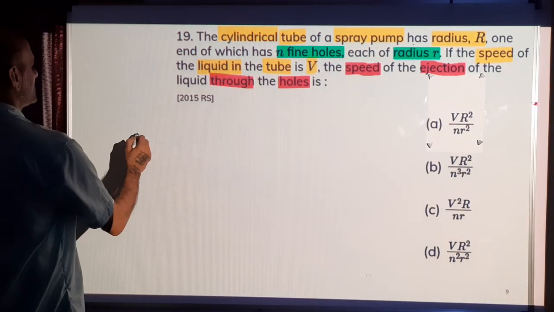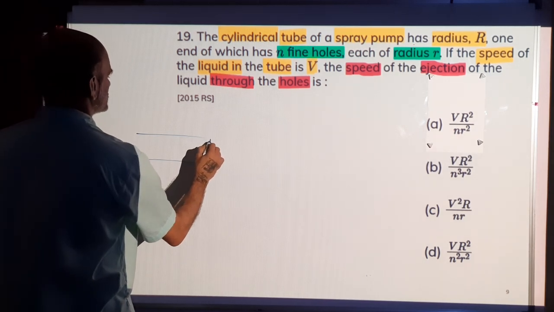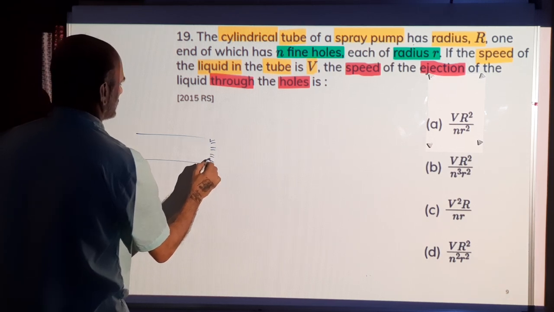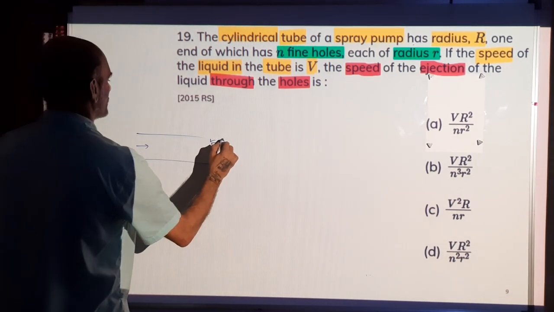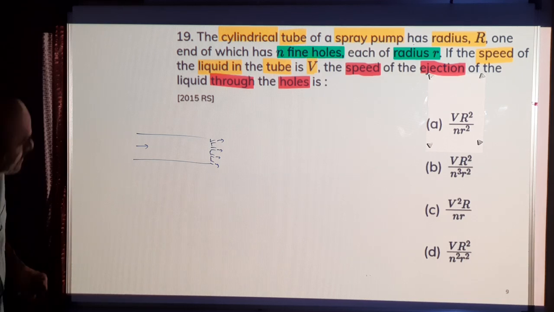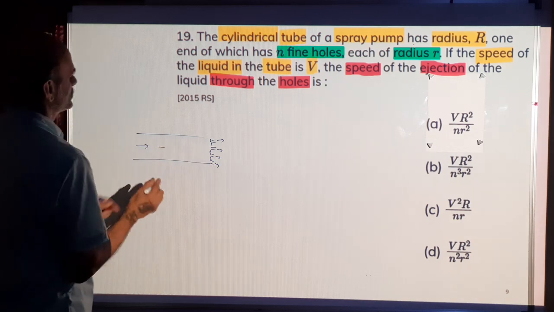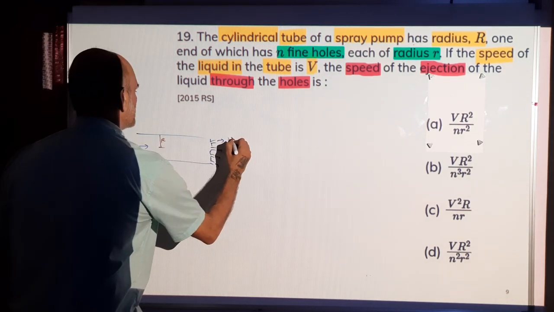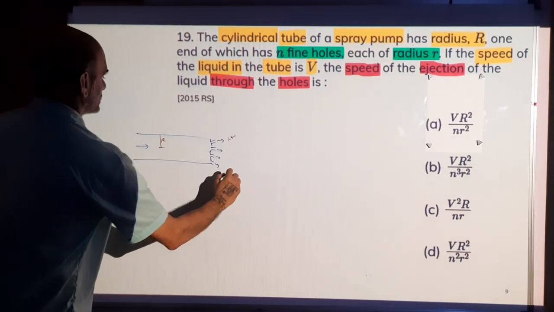Draw a schematic diagram. So this is a cylindrical pipe, and here it's opening into n fine holes. So it's flowing like this, and it's coming out as a spray. This is a big cylinder opening into small cylinders. So this cylinder has a radius R, and these small cylinders have radius small r, each cylinder, and there are n cylinders.